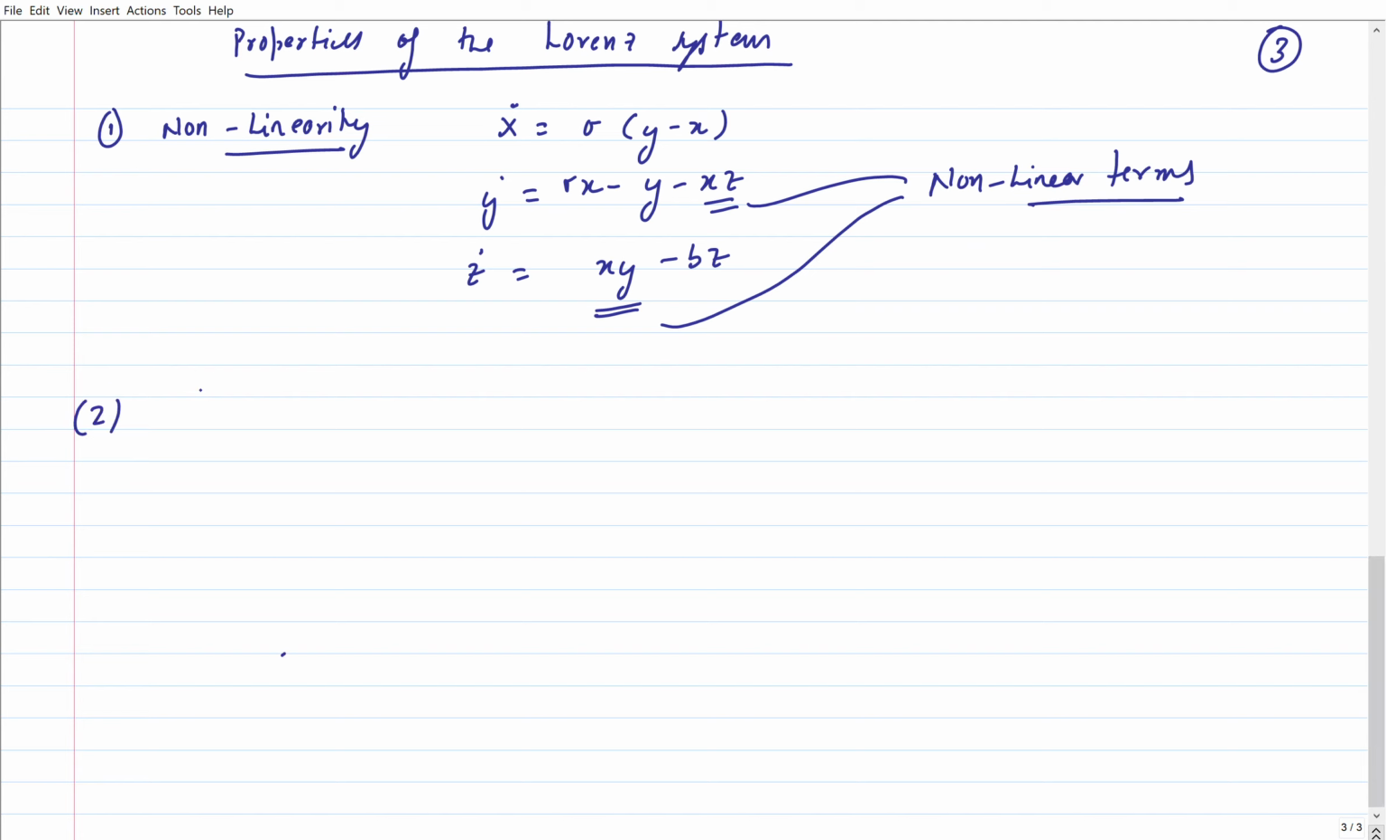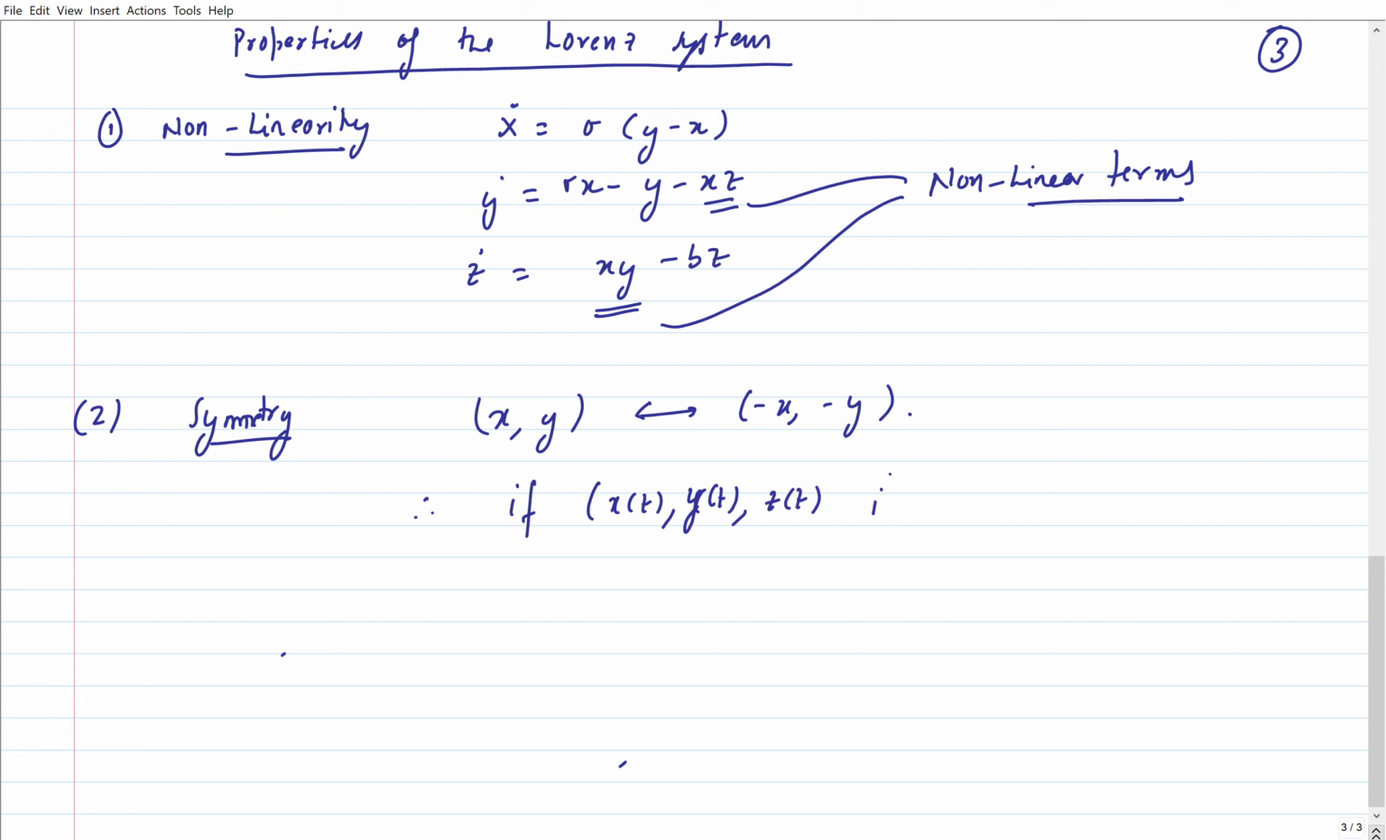The second property is symmetry. If I replace x and y by minus x and minus y, nothing happens to the system. So therefore, if x of t, y of t and z of t is a solution, then minus x of t, minus y of t, z of t is also a solution.